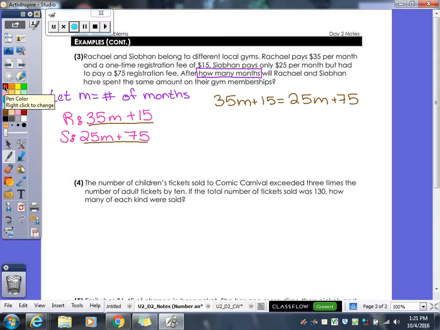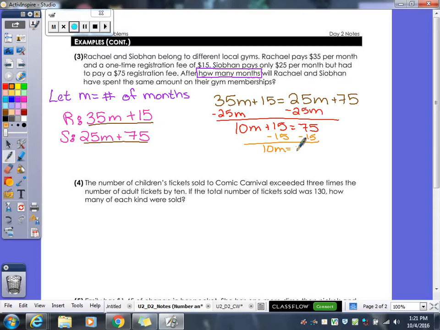So go ahead, solve for m. You got to get your m's together. m equals 6. So we just have to say after 6 months, they will have spent the same amount.